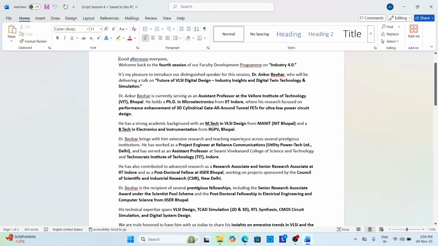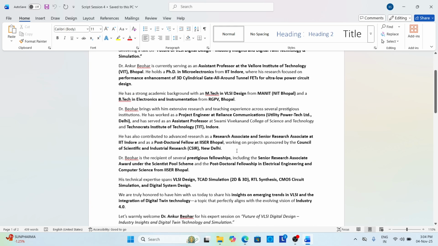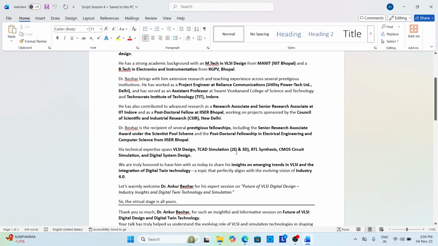Dr. Beohar brings with him extensive research and teaching experience across several prestigious institutions. He has worked as a project engineer at Reliance Communications and has served as an assistant professor at Swami Vivekananda College of Science and Technology and Technocrats Institute of Technology, Indore. He has also contributed to advanced research as a research associate and a senior research associate at IIT Indore and as a postdoctoral fellow at IISER Bhopal, working on projects sponsored by the Council of Scientific and Industrial Research, New Delhi. Dr. Beohar is the recipient of several prestigious fellowships, including the Senior Research Associate Award under the Scientists Pool Scheme and the Postdoctoral Fellowship in Electrical Engineering and Computer Science from IISER Bhopal.